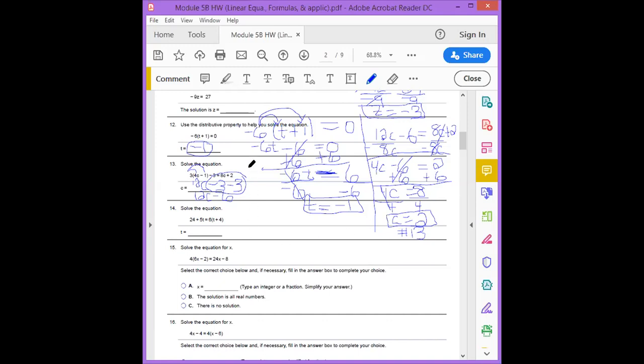Now for number 14, we have 24 plus 5t on the left side. So there's nothing you can do to combine these two terms. They're not alike. That 24 does not have a t attached to it, so you can't combine it with the 5t. So we're just going to rewrite the left side as is. You got 24 plus 5t.